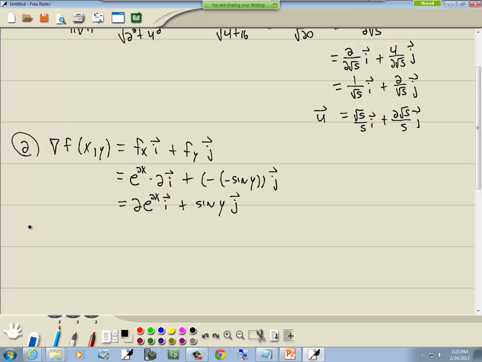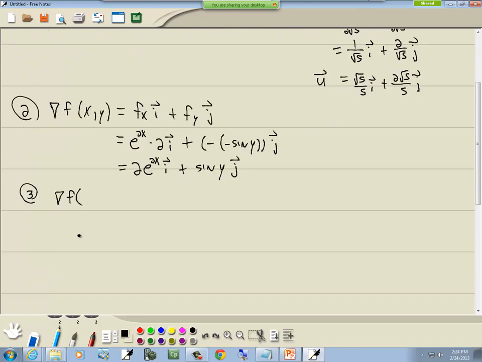We want to plug in our point. So del f of (0, pi). Again, this is our x and this is our y, so we'll plug 0 in for the x. So I got 2e to the 2 times 0 i plus sine pi j. Well, 2 times 0 is 0, e to the 0 is 1, so this gives us 2i. And sine of pi is 0, so that drops away. So j drops away.